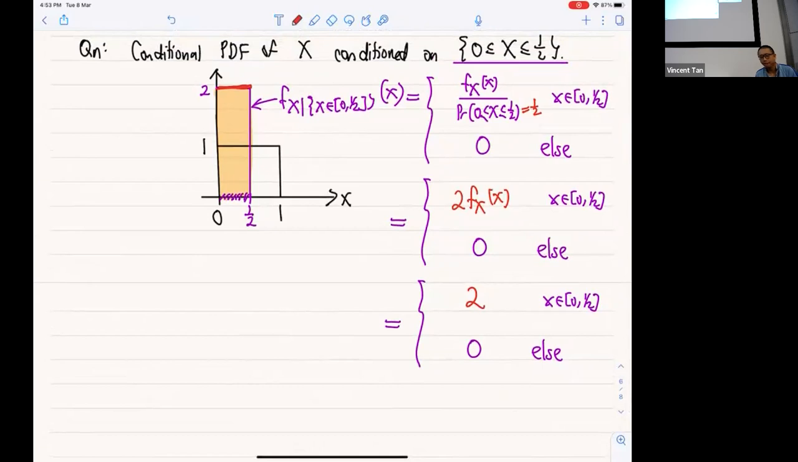Is it clear? I know this is a bit difficult. When I first encountered it, it was also a bit difficult. So as you can tell here, no matter what the shape of my original PDF is, if I constrain myself to a particular region, outside that region I have zero density, zero mass. But in that particular region in which I know that the random variable exists, it has the same shape, flat, but it's taller. It's taller by the reciprocal of the probability that X lands in that region. The reason for this is that this is a bona fide probability density function, and so it must integrate to one. Is that clear?